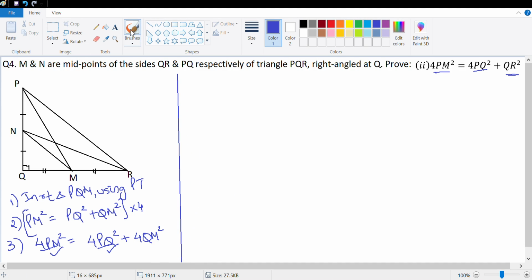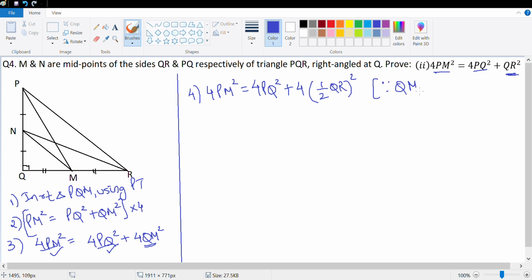So equation number 4, moving from the same one, which is 4PM square is equal to 4PQ square plus 4QM square. They want QR, so the relation between QM and QR is that QM is half of QR, which means 4 times QM, in this case half of QR whole square. Reason: since QM is equal to half of QR. So the right hand side is 4PQ square plus 4 multiplied with 1 by 4 QR square. This gets cancelled.